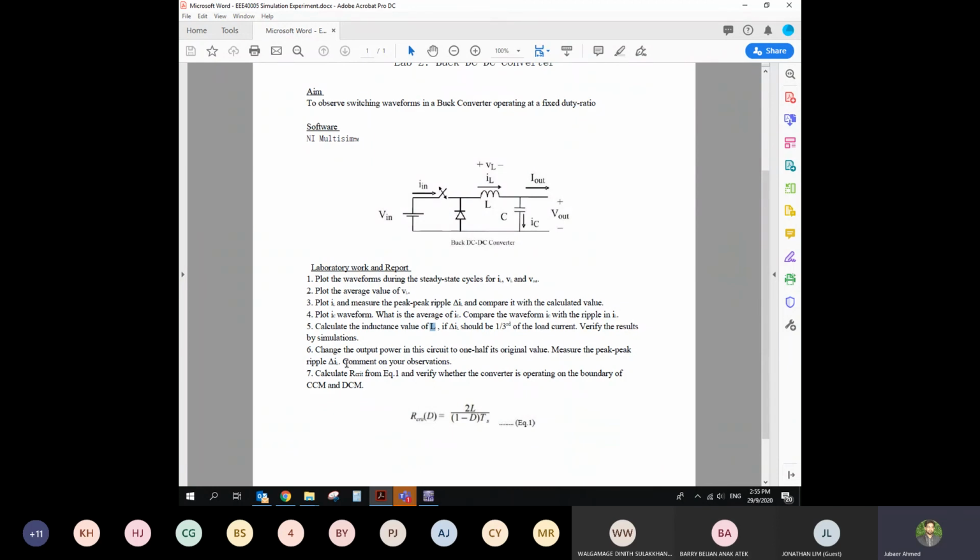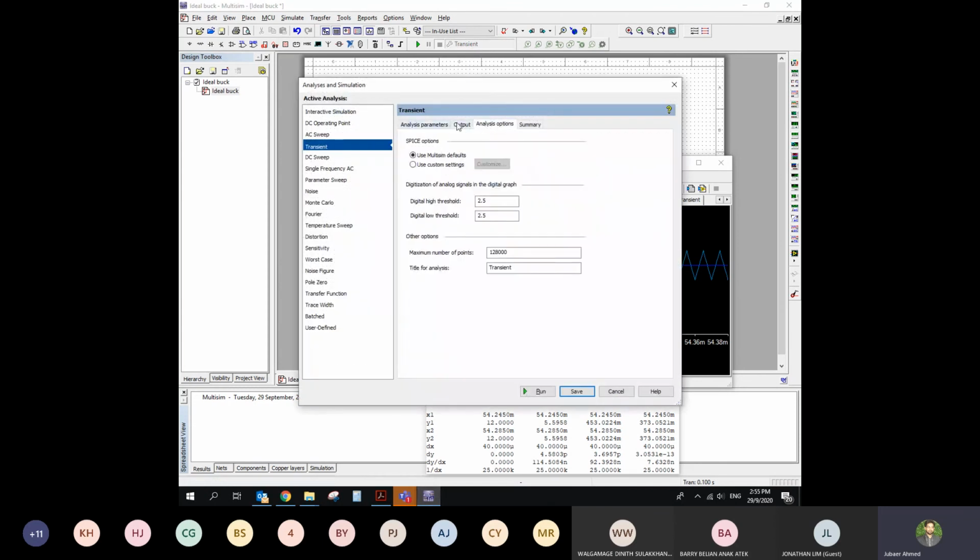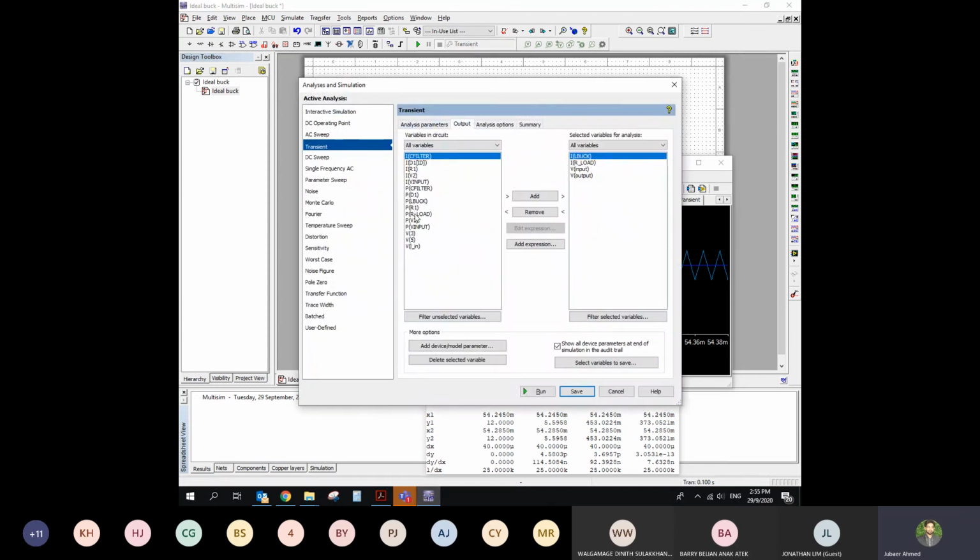Change the output power. You can plot the power as well. In transient output analysis you can see the power: P output, PR load. P input is your input side power, P output is your output, and PR load is your output side power. So you can do that.